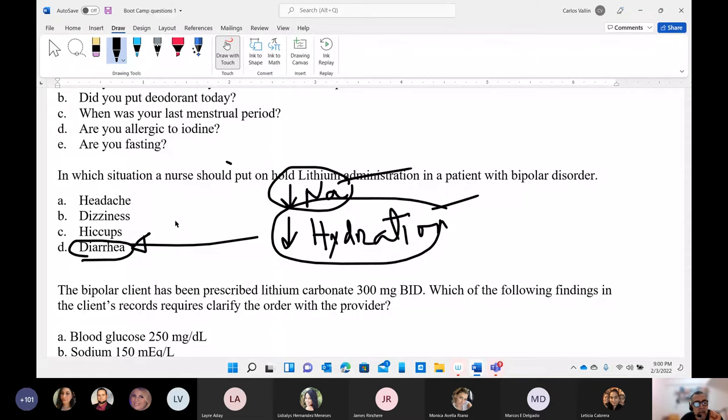Remember that an earliest manifestation of lithium toxicity is a gross tremor. A fine tremor is expected when taking lithium, a fine tremor in the tip of the fingers. But a gross tremor that prevents you from drinking water, for example, is an early manifestation of lithium toxicity. It's another common question in NCLEX.